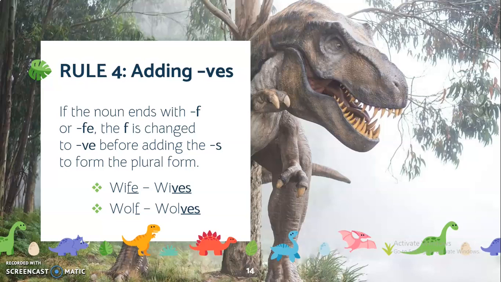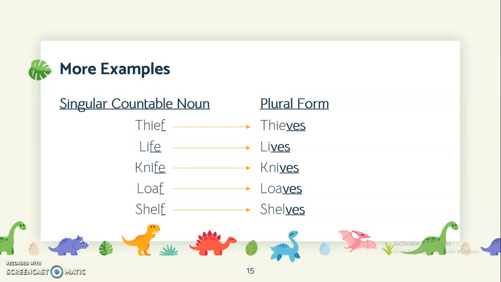Wife. The word wife ends with F and E letters. So we're going to change the F and E to VE, and then we add S. It becomes wives. And the last word is wolf, and here we have F at the end. So the F changes to V, and then we add ES. Wolf becomes wolves. Let me give some examples. Thief becomes thieves, life becomes lives, knife becomes knives, loaf, loaves, shelf, shelves.